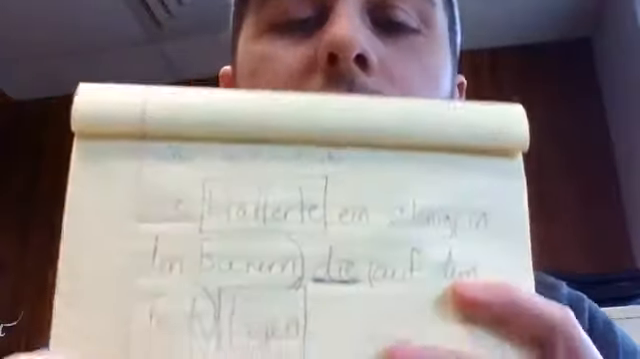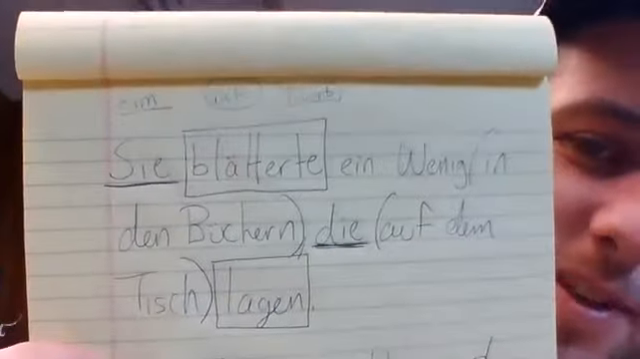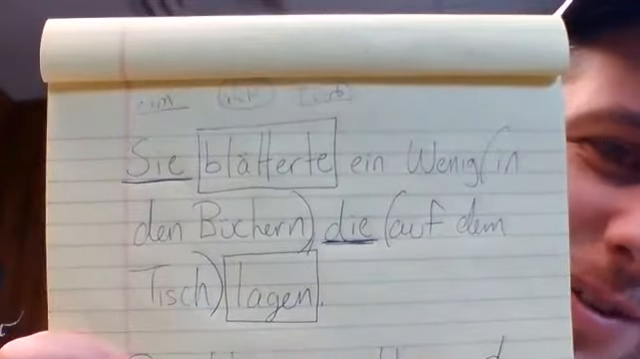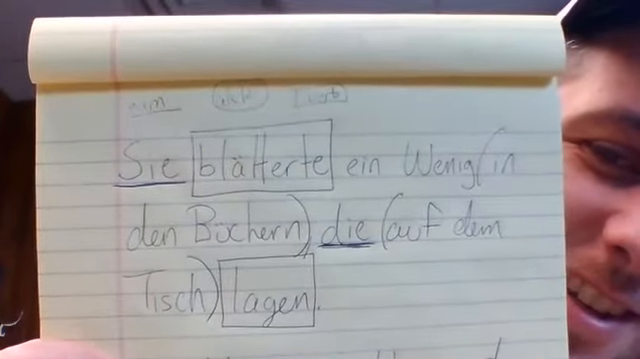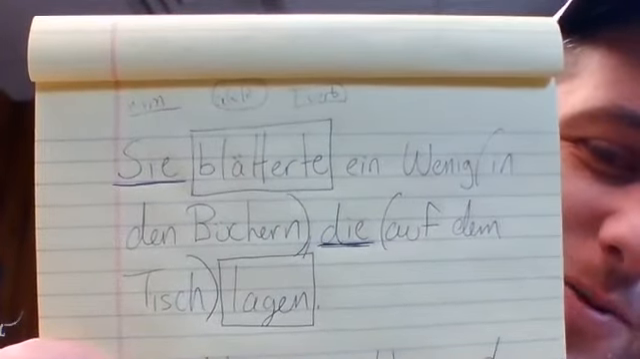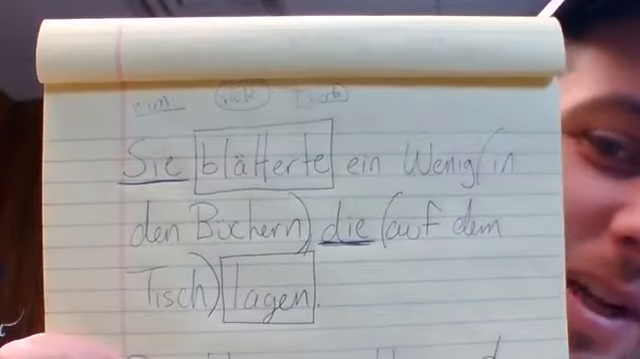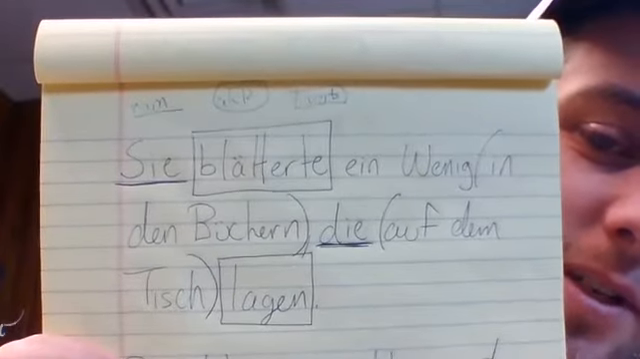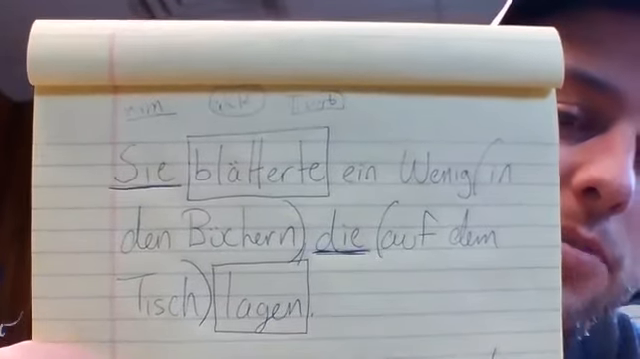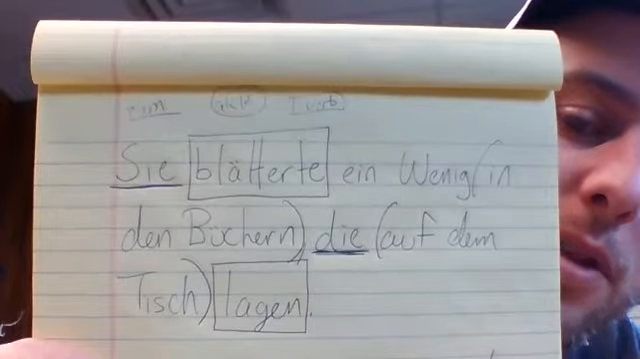And let's see if I can get this to work here for you. If you can see it. Okay. Oh, is it going to be backwards? Oh, shoot. I didn't think about that. I can't write in mirror form. But maybe you can read it this way. Sie is the subject. Die, also the subject. And then the verbs are blätterte and lagen.